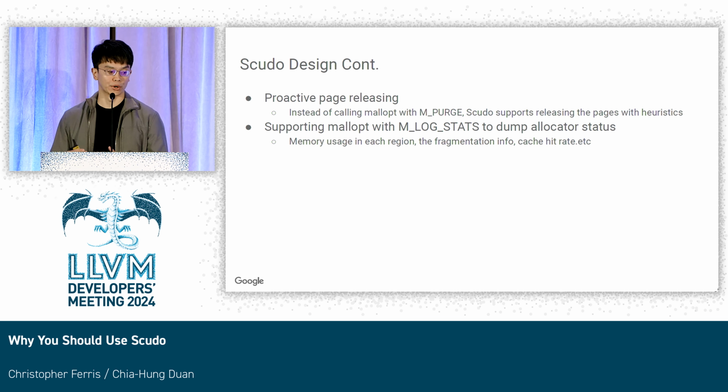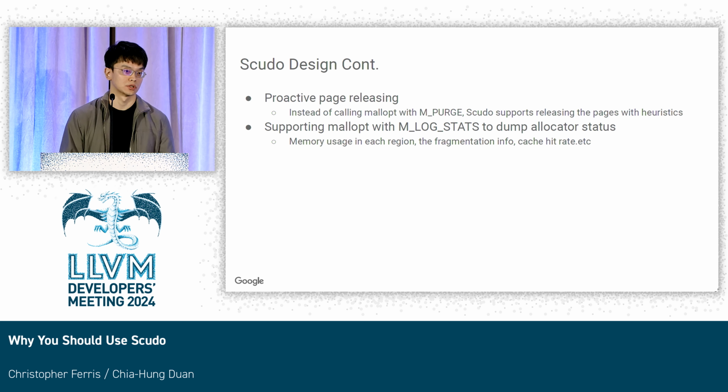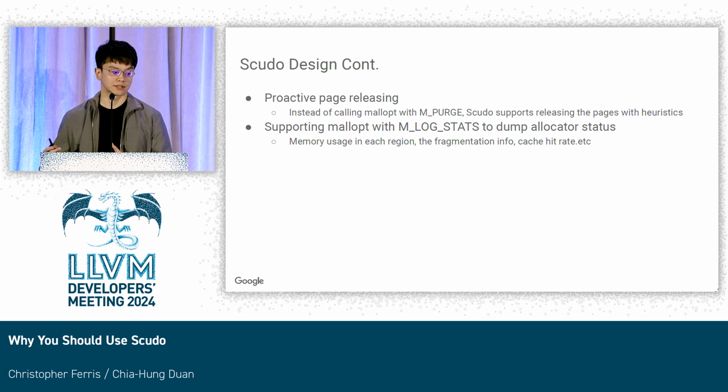And in Scudo, we also support an option that dumps the internal Scudo status, and it includes almost all the detailed information in a pretty easily readable form. It includes information like fragmentation info, your cache hit rates, or any region utility stuff. So I think that's pretty useful for understanding your program's memory usage behavior.